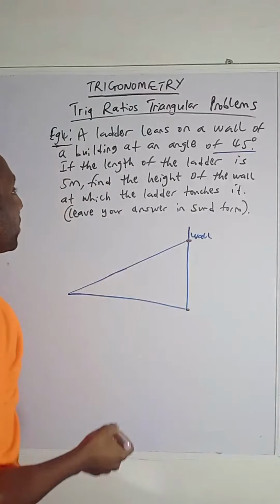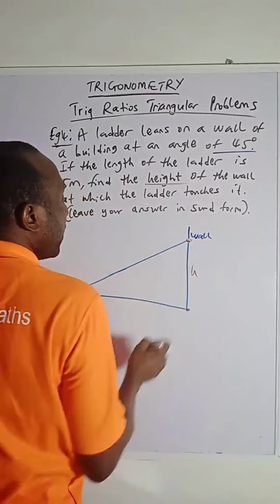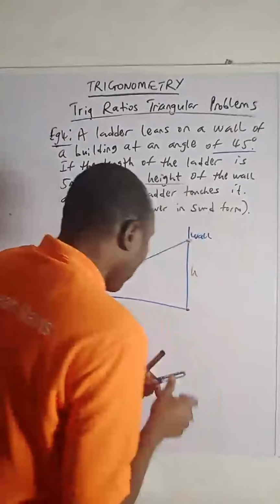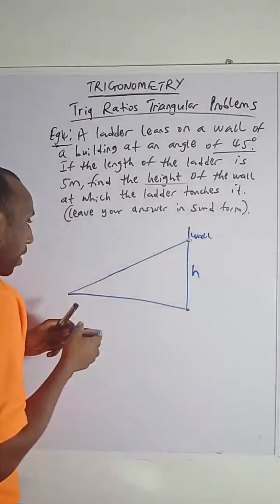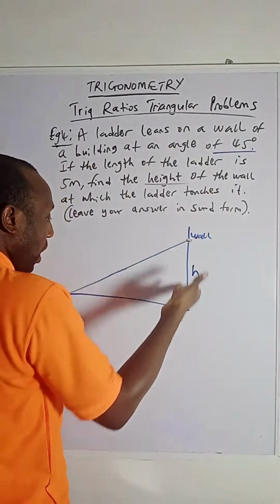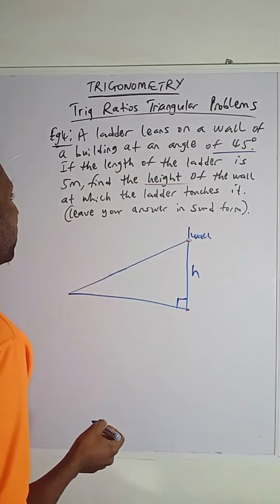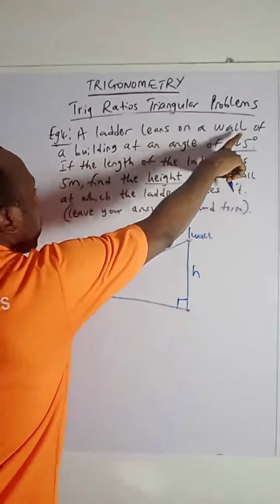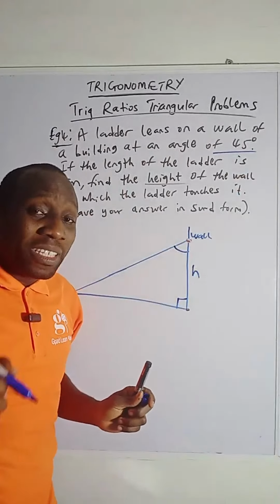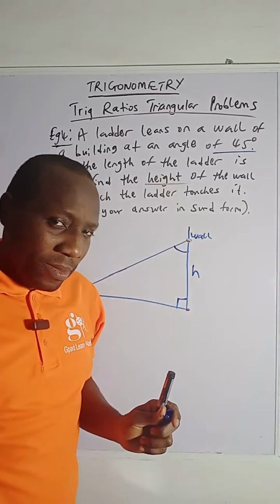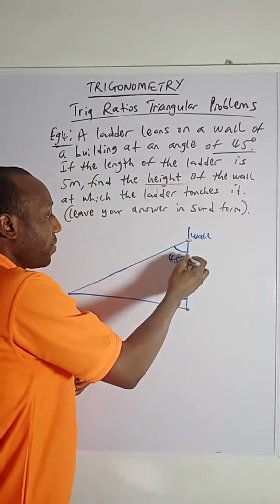Did they use the word height? Yeah, the height of the wall at which the ladder touches it. So from here to here is what we're asked to find. That's the height at which the ladder touches the wall down to the floor. So again, this is the right angle. They said that a ladder leans on a wall at an angle, so this is where the angle is, between the ladder and the wall. The angle between the ladder and the wall is 45 degrees.